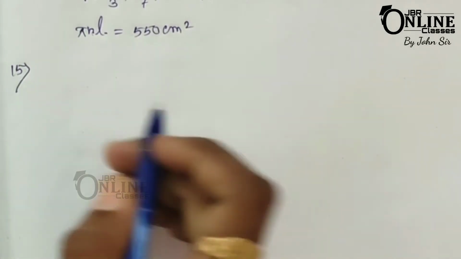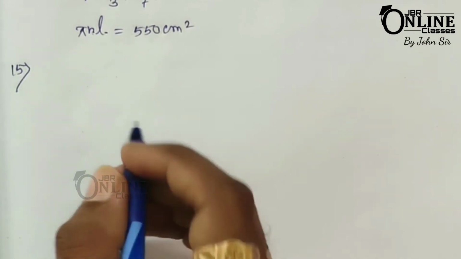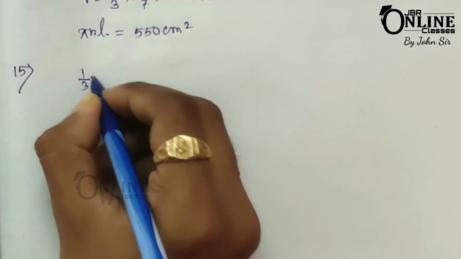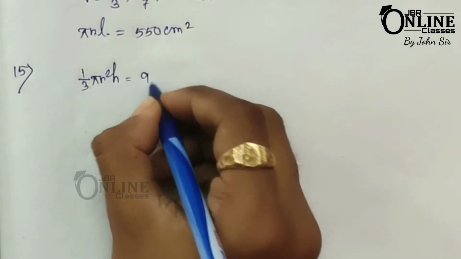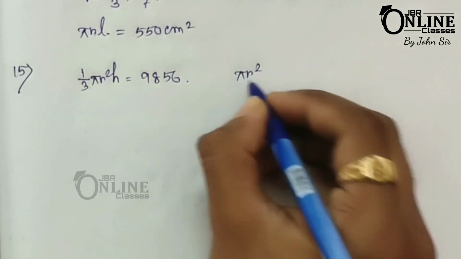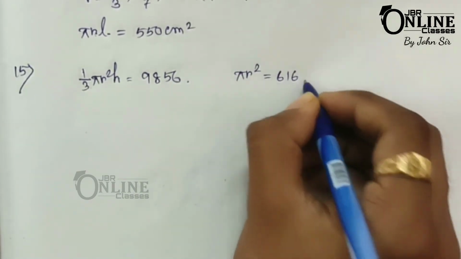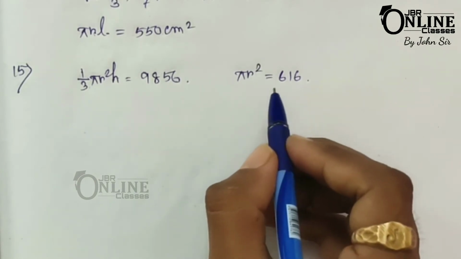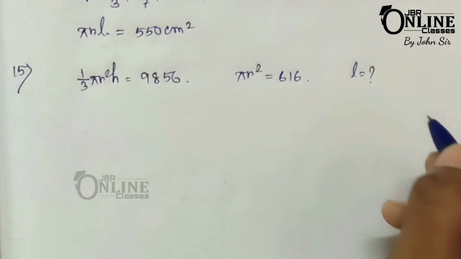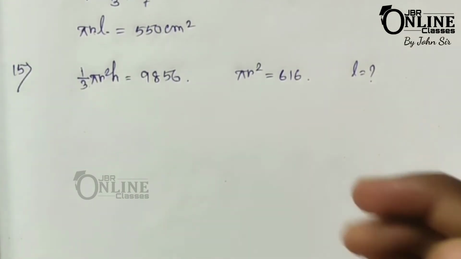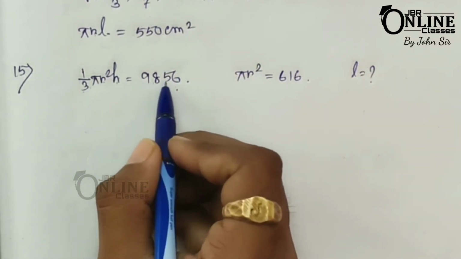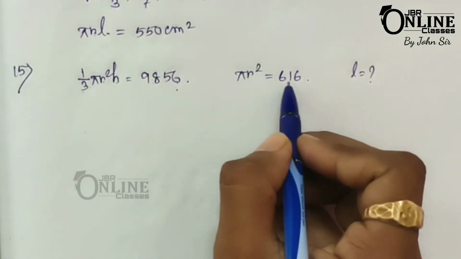Okay, now sum number 15. In sum number 15, the volume of a right circular cone, that means 1/3 π r² h, is 9856, and the base area, which is a circle, so πr², equals 616. Now first you have to find the height and the slant height, that means L, and then you have to find the total surface area. So there are two equations. First equation, 1/3 π r² h equals 9856, and then πr² equals 616.